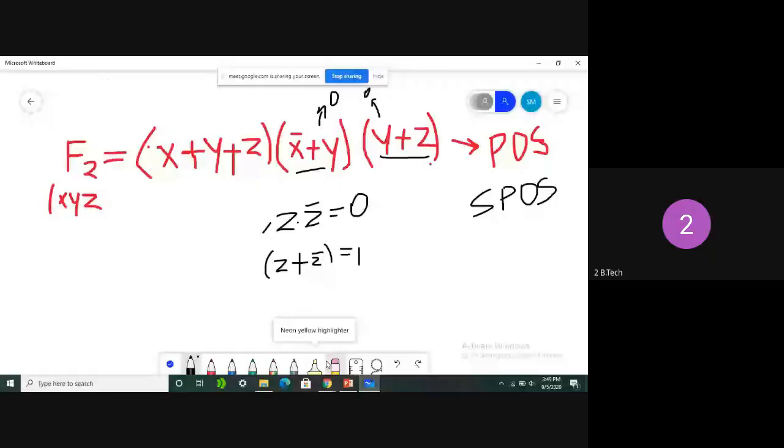0. Yeah, sir. Because if you take z equals to 1, 1 into z bar is 0. 1 into 0 is always 0. If you take z equals to 0, so 0 into 0 bar is nothing but 1. So 0 into 1 is again 0. So that is the reason I'm adding z into z bar. So z into z bar is nothing but 0. So see how I'm converting the product of sums into the standard product of sums.